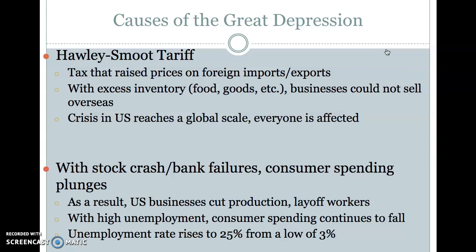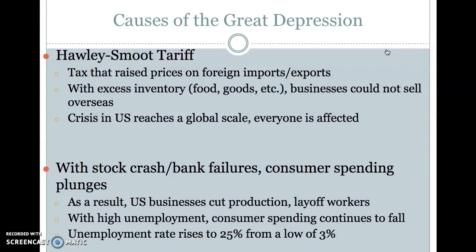One of the big ways that it spread around the world was the Hawley-Smoot tariff, a tax that raised the prices on foreign imports and exports. The idea behind it was that it would help motivate people here to start making more finished goods that they could sell, just Americans selling to Americans. However, there's so much food being produced by the farmers because of the war and everything leading up to it, and so many finished goods already here, that businesses cannot sell overseas, and now it's going to be too expensive to try because the tax raises the prices so high.